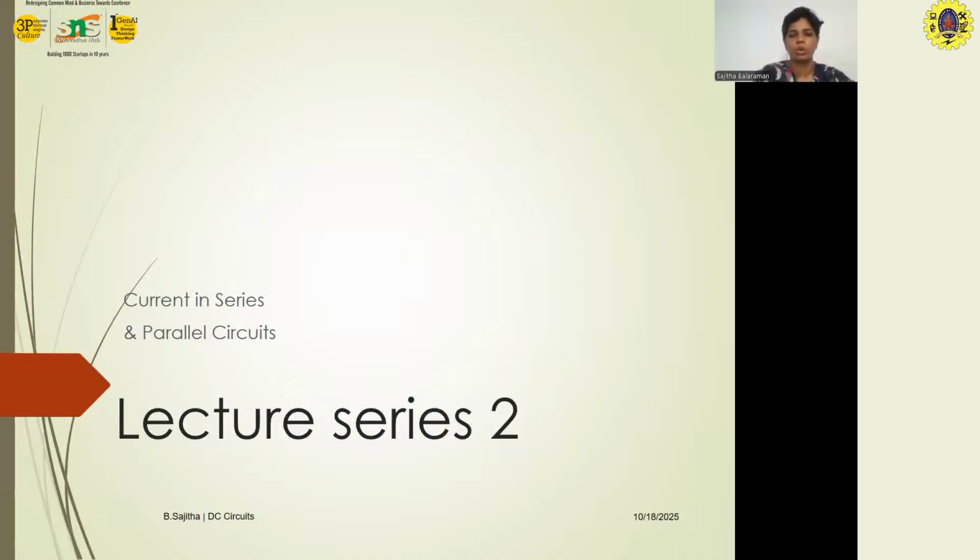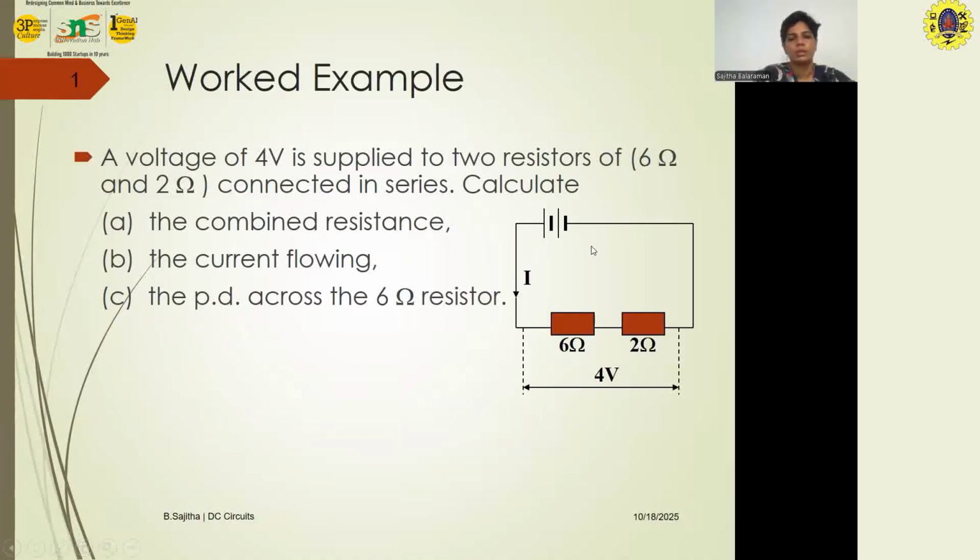I have a question, or let us see how this behaves, as a recall. A voltage of 4 volts is supplied to two resistors of 6 ohms and 2 ohms connected in series. Calculate the combined resistance, the current flowing, and the potential difference across the 6 ohm resistor. For question C, we will have the answer towards the end of the following lecture series, whereas now we can see how the first question can be addressed.